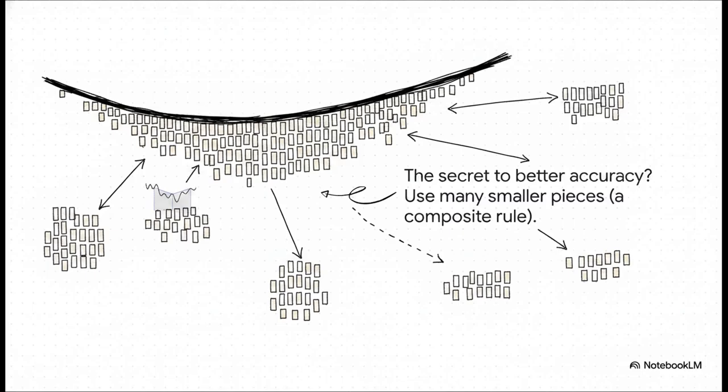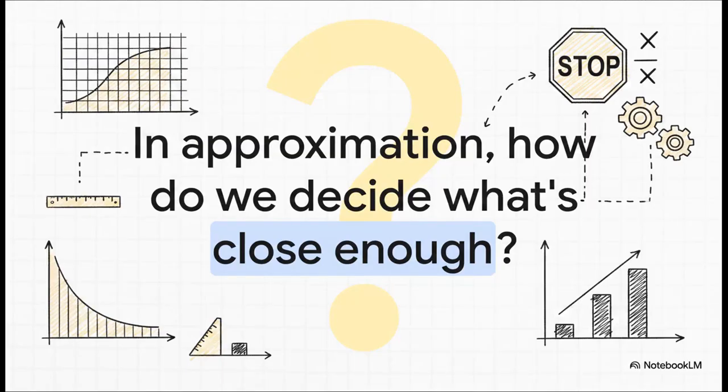And of course, the secret to making any of these methods even more accurate is actually really simple. You just chop the problem into more, smaller pieces. Instead of one big rectangle or one big parabola, we can use hundreds or thousands of tiny ones and just add up all their areas. We call this a composite rule, and it lets us get as close to the true answer as we could ever need. And that kind of leaves us with one last big thought. We've seen how to get better and better approximations, but in the real world of science and engineering, you can't just keep approximating forever. At some point, you have to stop and decide, yep, that's close enough. So the ultimate question isn't just about math. It's a practical one. How do we know when to stop?